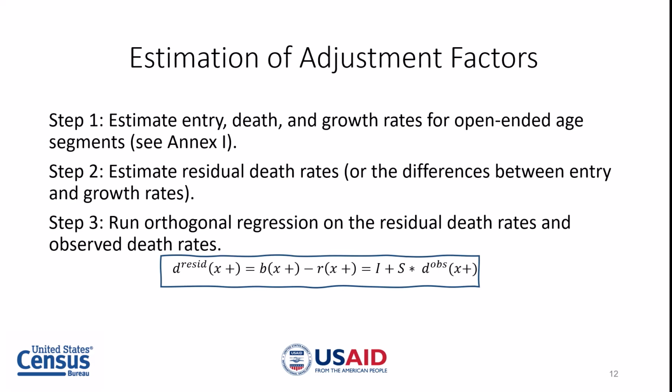Then, the third step to estimate adjustment factors is to run an orthogonal regression on residual and observed death rates. Plot the residual death rates against the observed death rates and fit a straight line using orthogonal regression. Make sure to exclude points at the ends of the age distribution that appear out of line.